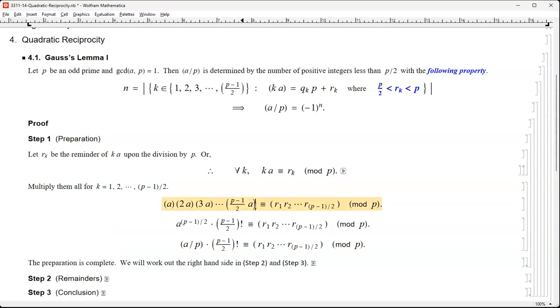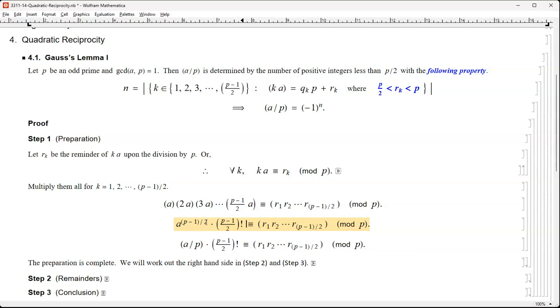Well, this is what you're going to get on the left hand side. Multiply them all: 1a, 2a, 3a, 4a up to ((p minus 1) over 2)a, for all k. And on the right hand side, multiply them all: r_1, r_2, r_3, r_4, all those r_k's. And they are congruent modulo p, because for each k we have congruence. Now the right hand side is all set for the time being. On the left hand side, how many a's are there to multiply? Of course, a to the (p minus 1) over 2 power, because there are that many different k's. And how about the coefficient? 1, 2, 3, 4, 5, 6 up to (p minus 1) over 2. Of course, we get a factorial.